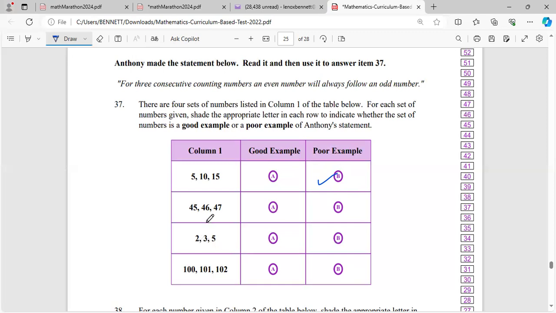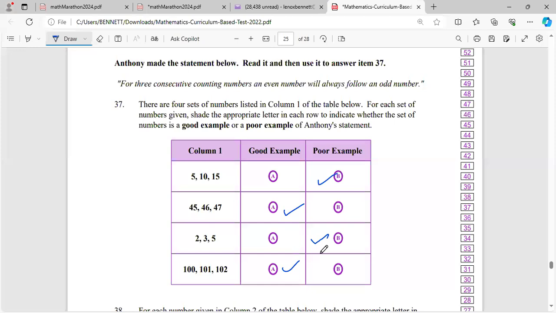And then 45, 46, and 47, that would be a good example, sir, because they're consecutively counting. And 2, 3, and 5 would also be a poor example, because they are counted by prime numbers. And then 100, 101, and 102, that would be a good example, sir. Alright. Thanks so much.